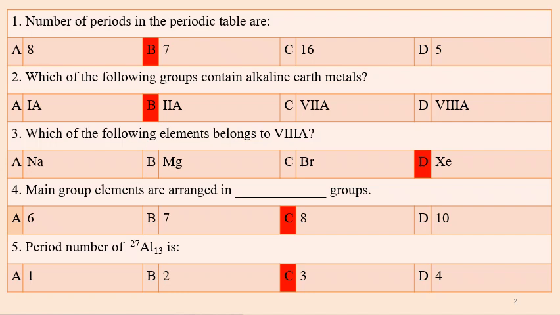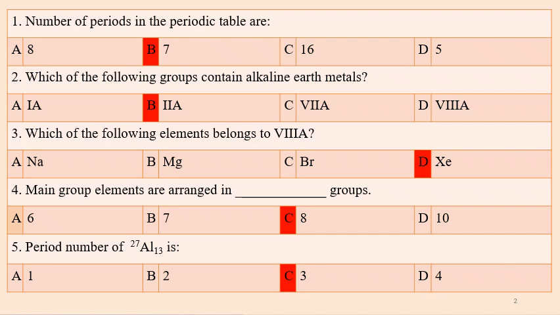Next is which of the following elements belong to group 8A? The correct answer is xenon. Why? Group 8A is the noble gases group: helium, neon, argon, krypton, xenon, and they are very stable and unreactive because their outermost shell is complete. Among the given options, xenon belongs to 8A, which is a noble gas.